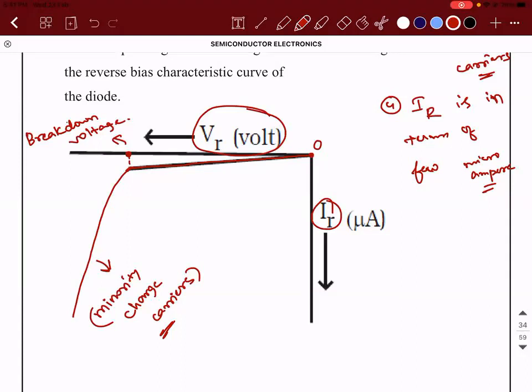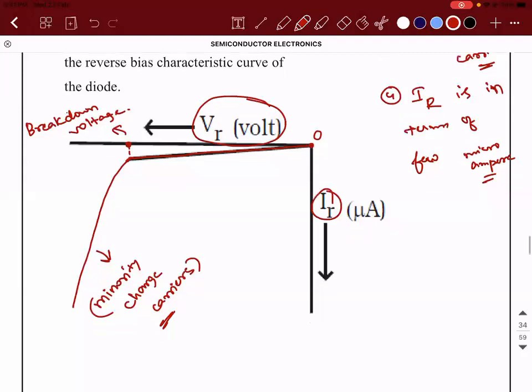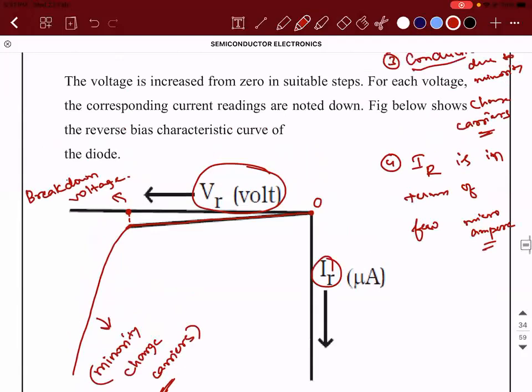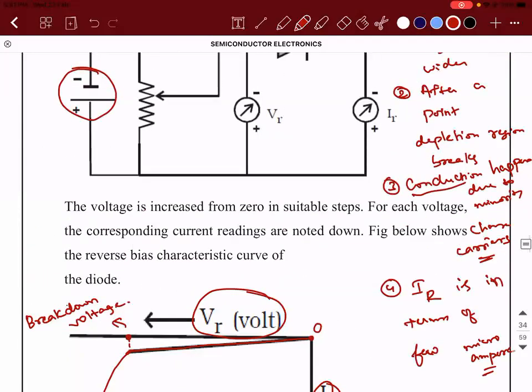A doubt, sir. Please tell me. During reverse biasing, usually the diode acts as an insulator, right, sir? Yes, the diode acts as an insulator, but I told you one thing: after a point, the depletion region breaks. Any insulator in this world, beyond a point, cannot sustain. There will definitely be a breakdown voltage.